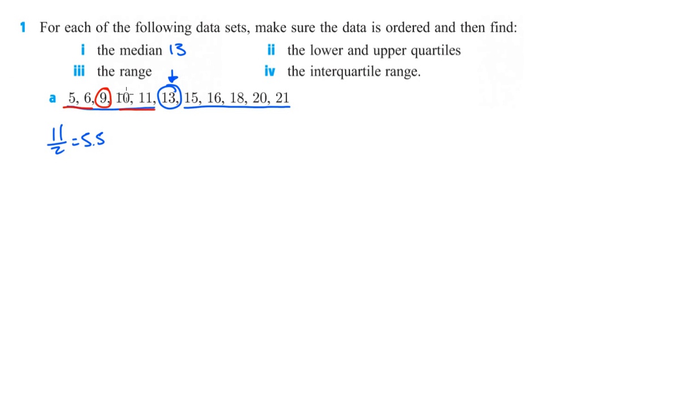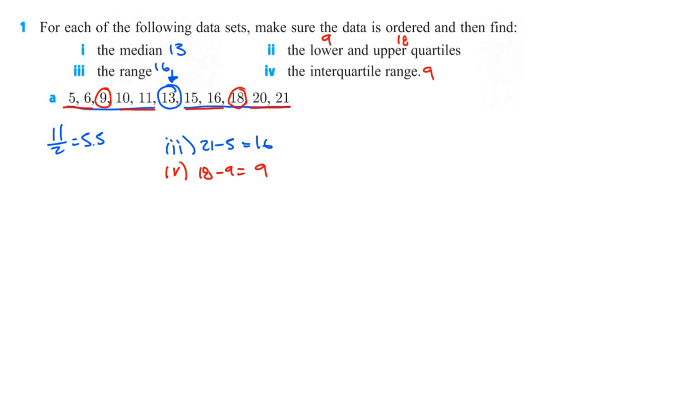So 9 is going to be our lower quartile. And then these 2 numbers are below, these 2 numbers are above. So 18 is going to be our upper quartile. Now that we have that, we can find, well, we don't even need that to find the range. The range for part 3 is 21 minus 5, which is 16. And then the interquartile range for part 4 is 18 minus 9, which is 9.